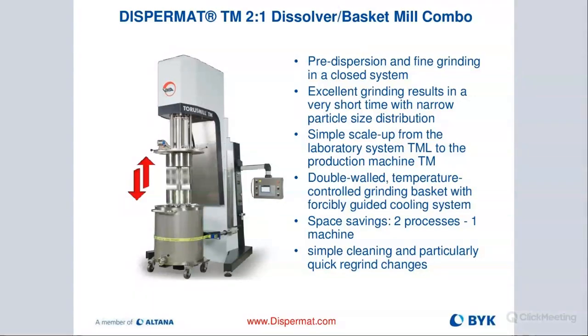We get really good milling results with our basket mill design. I showed you that earlier. So these are awesome machines. The threshold there is about 500 nanometers. If we want to go lower, we really need to move over to a horizontal bead mill.